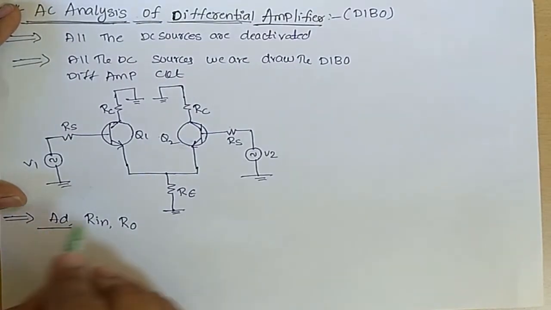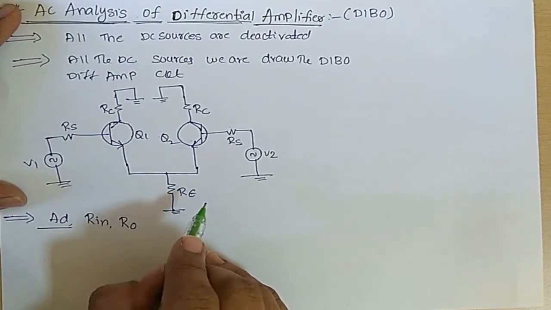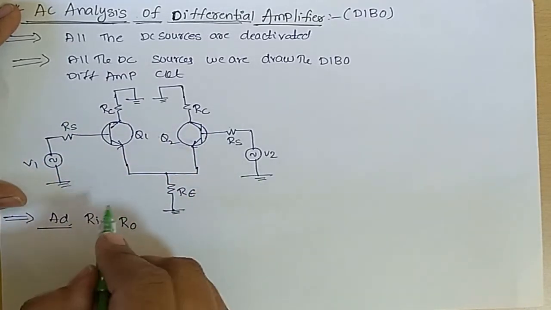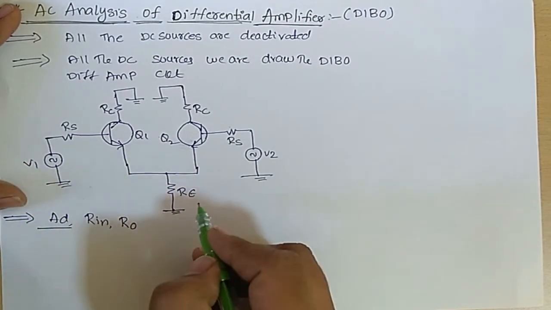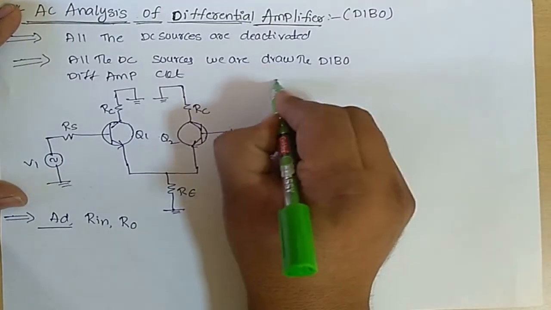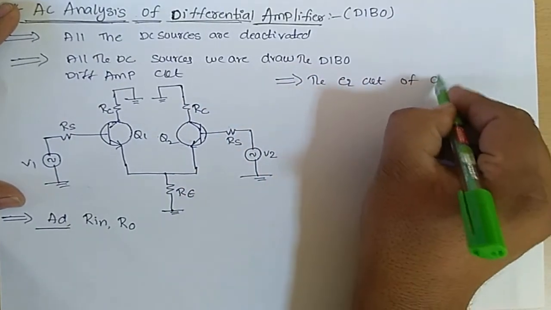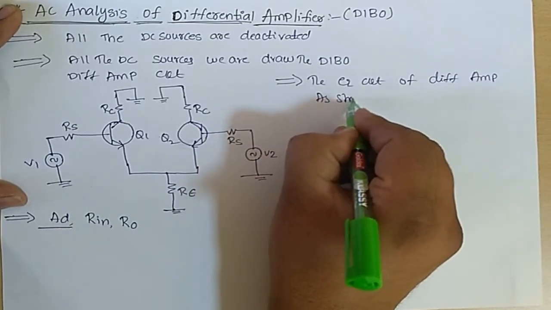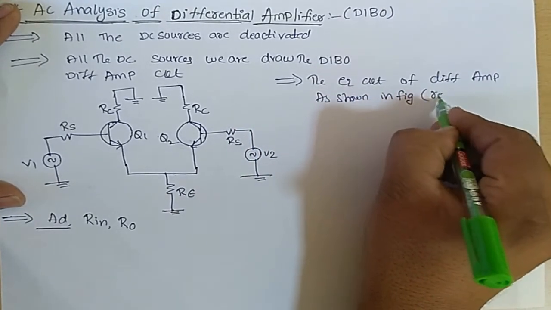First of all we redraw the equivalent circuit of this dual input balanced output differential amplifier. We know that this differential amplifier operates in the mid frequencies. Therefore we draw the re model of this differential amplifier circuit. The equivalent circuit of the differential amplifier is as shown in the figure. This is the re model.